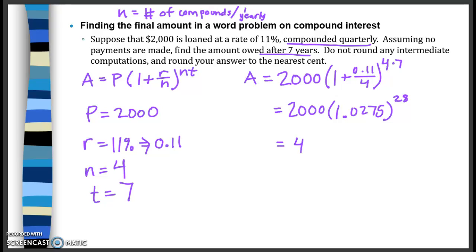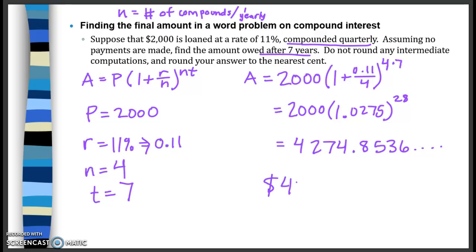We end up getting $4,274.85, well, 8536, the decimal keeps going on. And it says don't round anything, so we're not going to round any of this in between until the answer, and then we're going to round to the nearest cent.